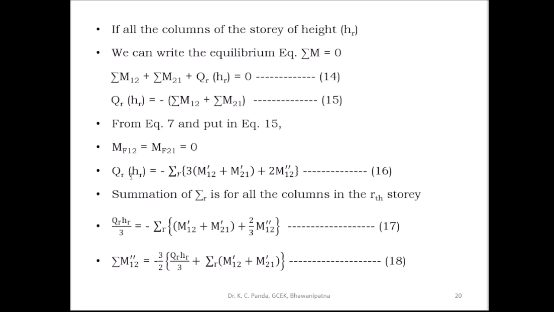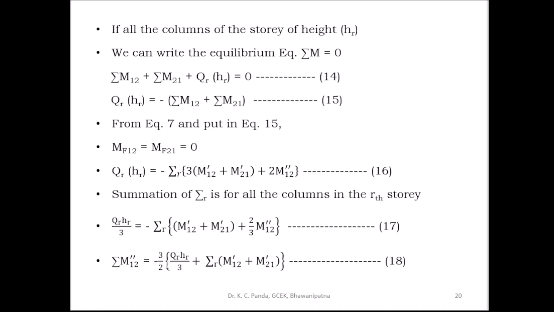Then QR into HR is equal to minus summation of 3M-12 plus M-21 plus twice M-12. This is equation 16. Then divide equation 16 by 3. QR HR by 3 is equal to minus summation M-12 plus M-21 plus 2 by 3 M-12. Then find out the summation of M-12.